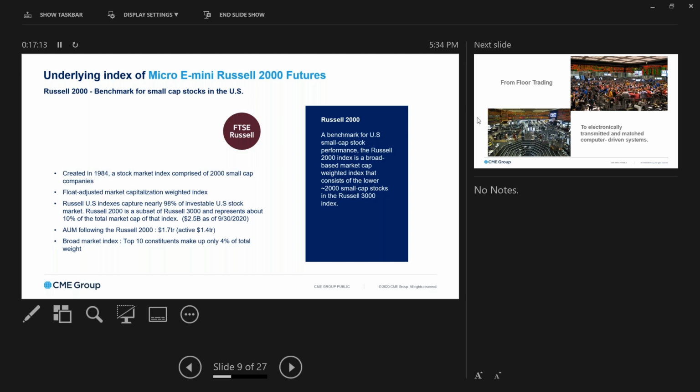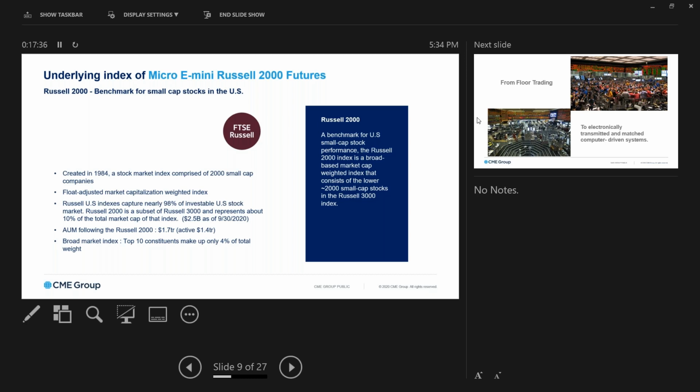mutual funds tracking this Russell 2000 are not negligible, because this is the benchmark for small caps. So if you want to have exposure to small caps, this is the easiest way to have that exposure. The funds tracking Russell 2000 are currently about $1.7 trillion, and the active funds are about $1.4 trillion.